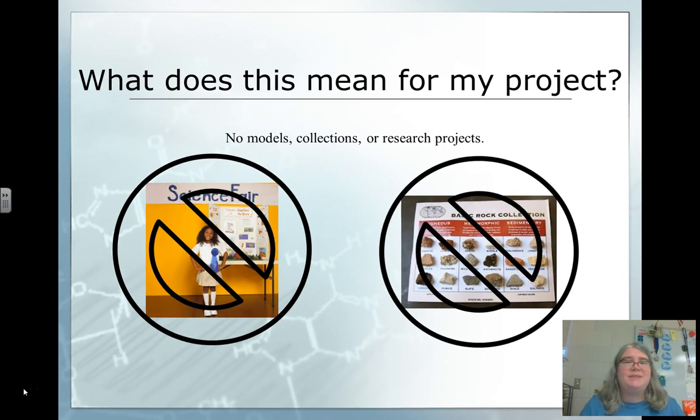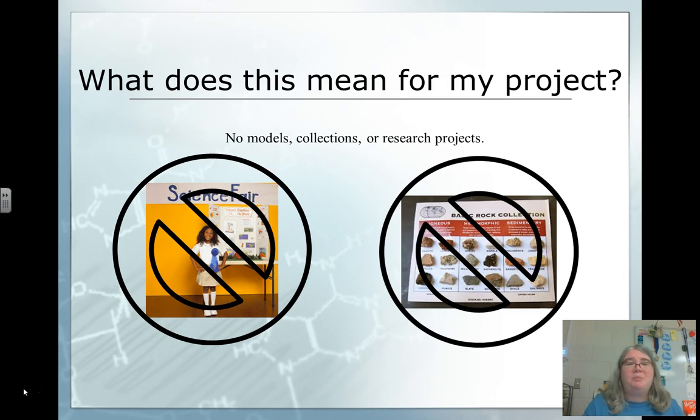So what exactly does this mean for your project? Well, it means you can't do a project that's just building a model of something, because you're not really doing an experiment there, you're just building something cool. So that's a cool science project, but it's not a science fair project.